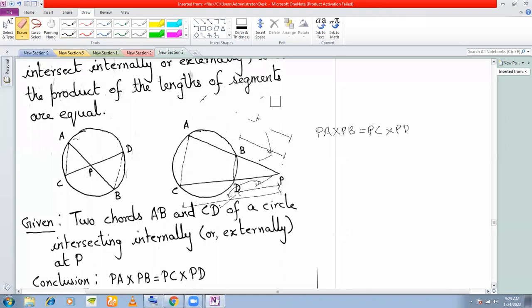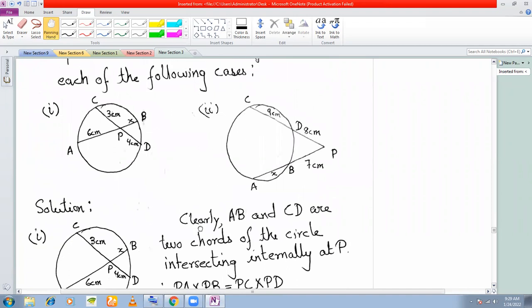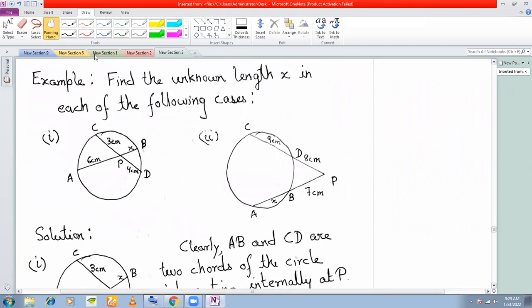Okay. This actually comes from similar triangles, but we'll not get into similar triangles. You can actually show the proof of this with the help of similar triangles very easily. But we will only remember the theorem and use the theorem instead of going into similar triangles. Look at this question here. Find the unknown length x in each of the following cases. So look at the first question.